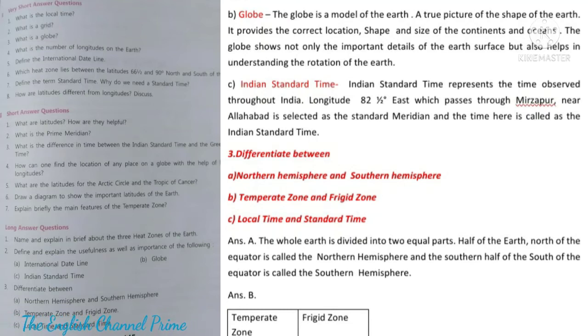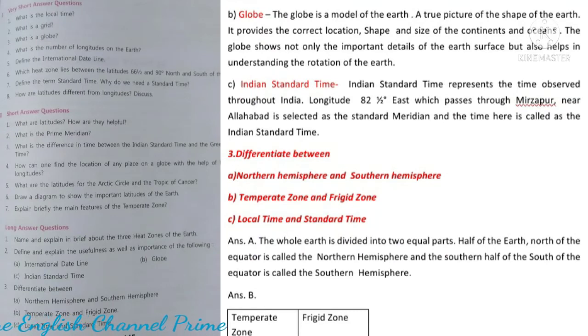It provides the correct location, shape and size of the continents and oceans. The globe shows not only the important details of the earth's surface but also helps in understanding the rotation of the earth.